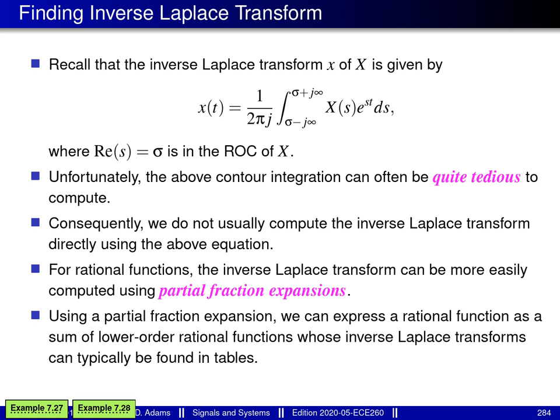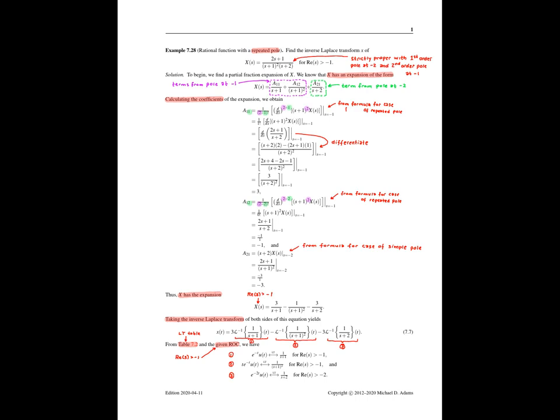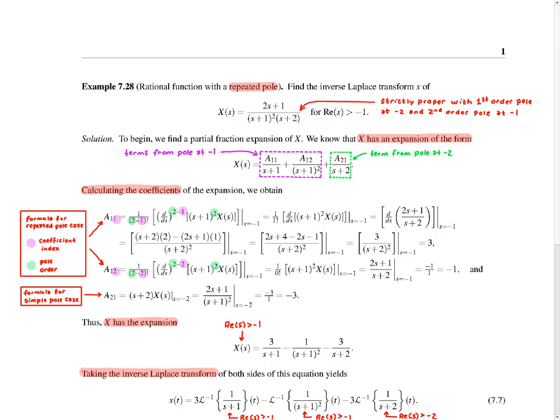Next, I'd like to consider example 7.28. In this example, we're asked to find the inverse Laplace transform, little x, of the function big X, where big X is given by this formula here. The general approach to be taken in the solution to this example is to use a partial fraction expansion of big X. So first we need to identify the form of this partial fraction expansion.